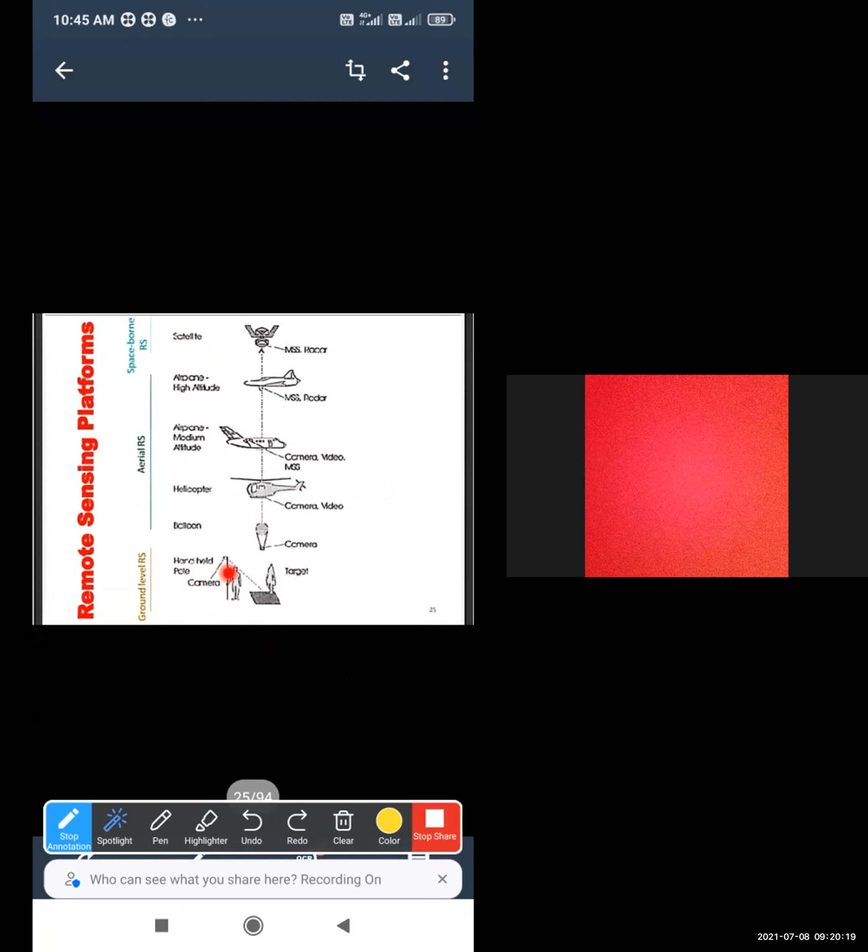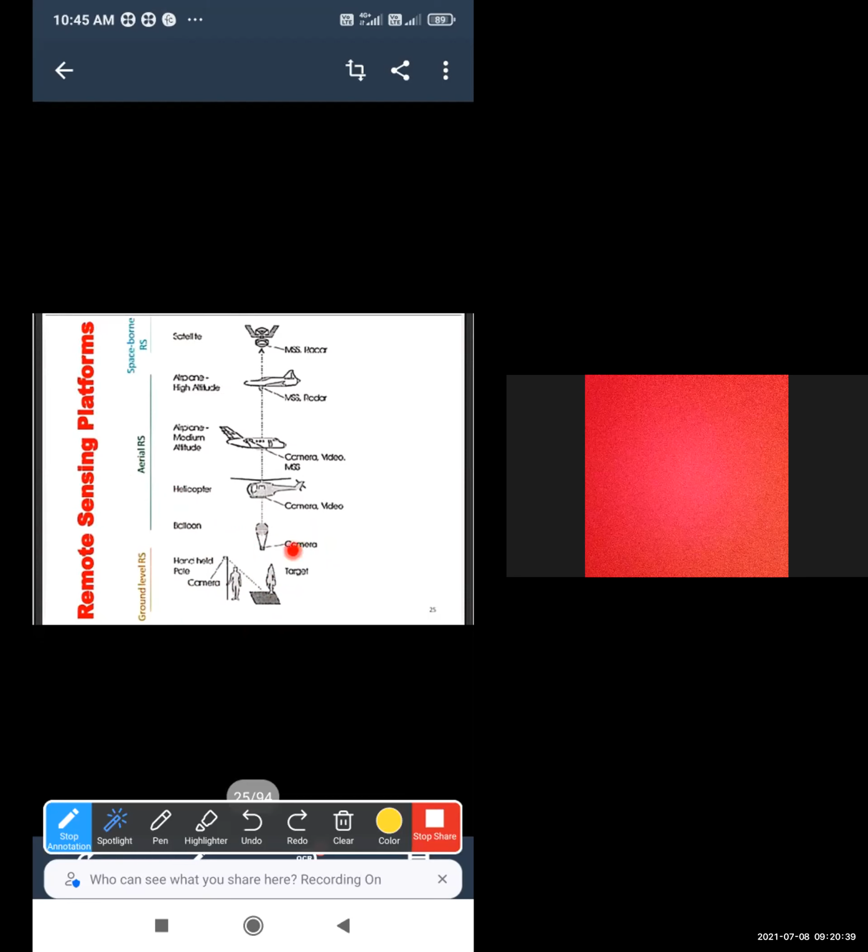So at this point the sensor is placed at a lower height. This is the target. This ground level is the target. Okay, so at this level the camera is placed. Next is the aerial remote sensing platform.